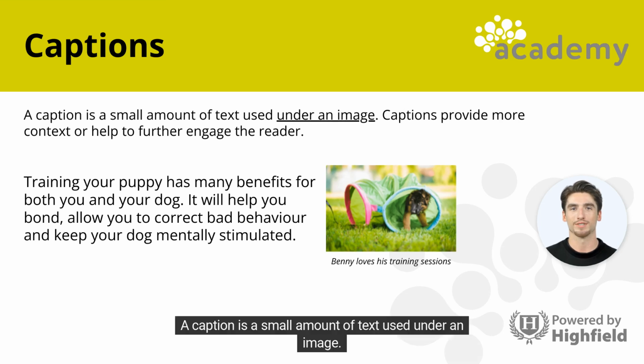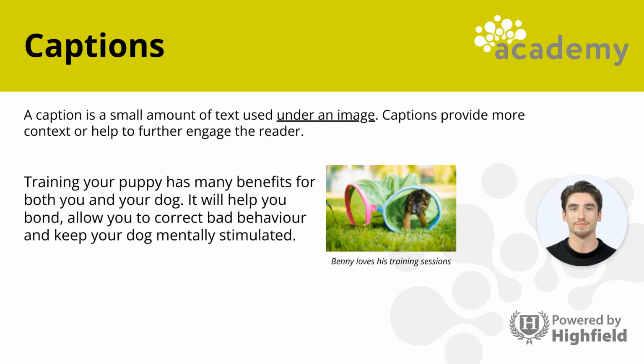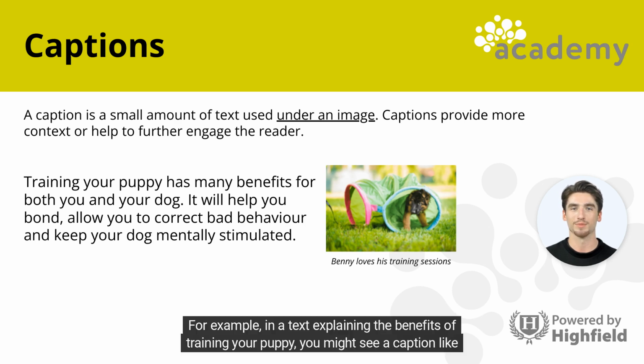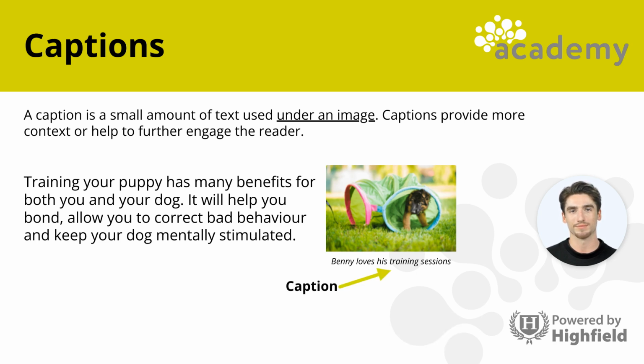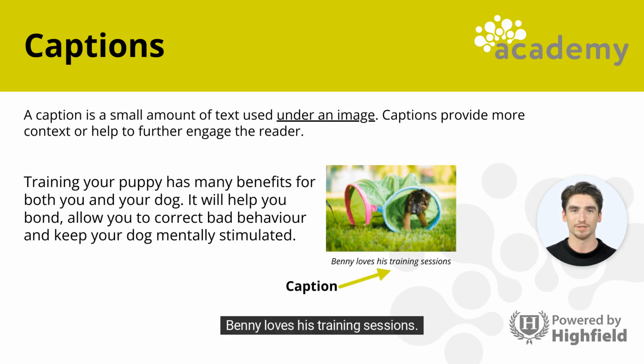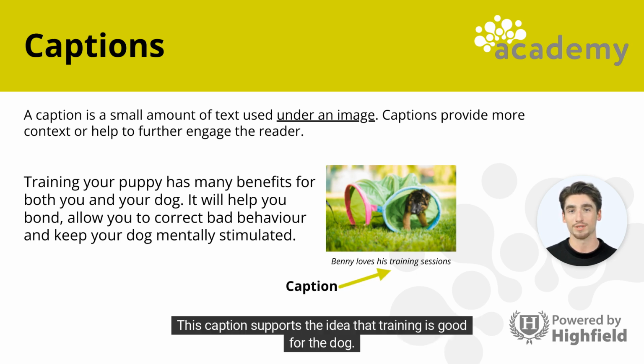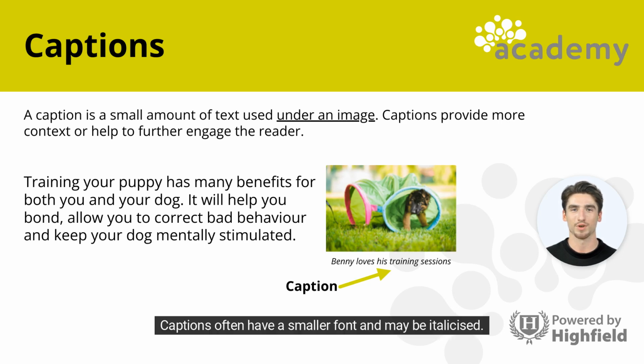A caption is a small amount of text used under an image. Captions provide more context or help to further engage the reader. For example, in a text explaining the benefits of training your puppy, you might see a caption like this: Benny loves his training sessions. This caption supports the idea that training is good for the dog. It also shows the dog enjoys the training sessions. Captions often have a smaller font and may be italicized.